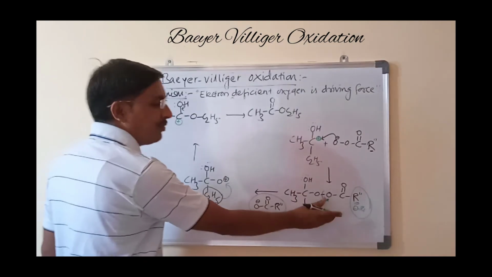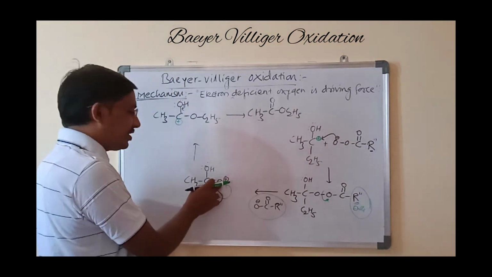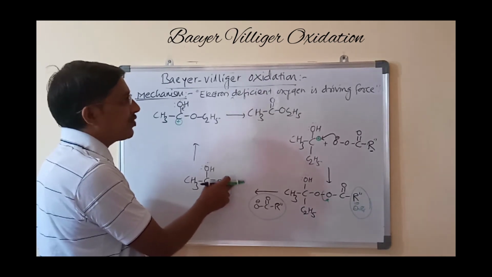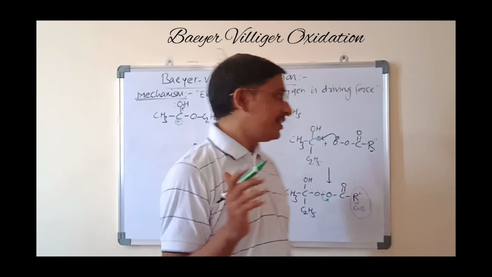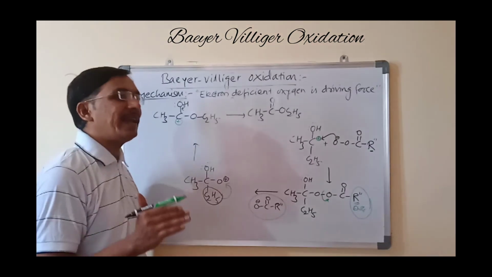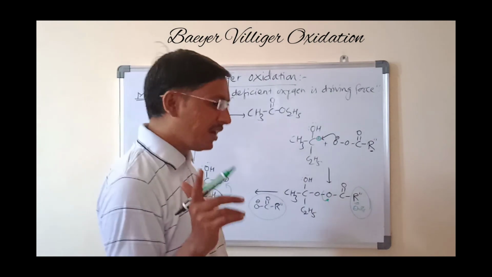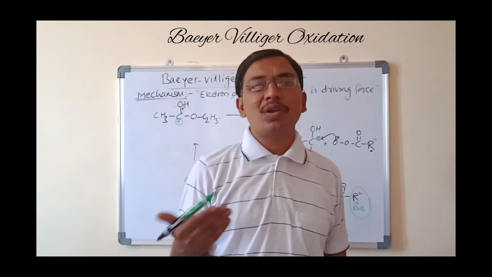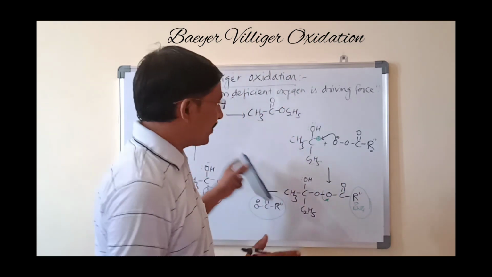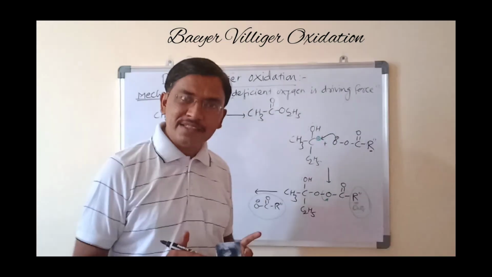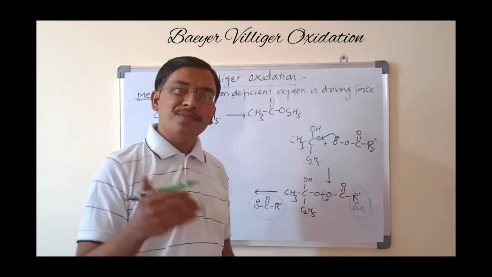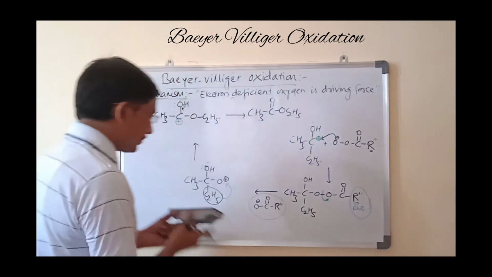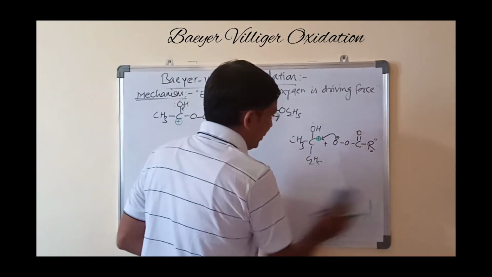Now once that bond is broken, the electron deficient oxygen, there is shifting of one of the alkyl groups towards the electron deficient oxygen. It means in the reactant we are observing that the reaction is facilitated by two things. One is that the alkyl group in the ketone must be more electron donating, and second, in the reagent, the per acid, the group must be electron withdrawing. Then and only then the reaction will be promoted. Those are the two reasons.